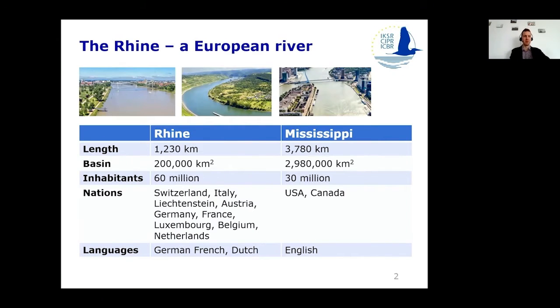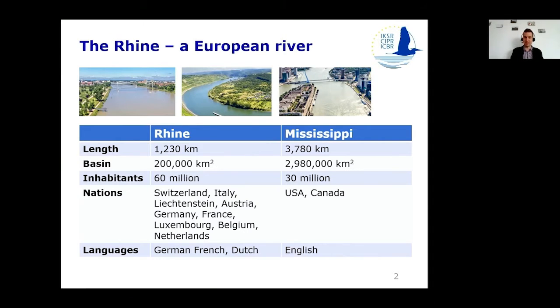Flood risk management in Europe. I would like to begin that topic by introducing the River Rhine to you, and I'll do so by comparing it to the Mississippi River, which you might know. The Rhine is only 1/3 as long as the Mississippi, and its basin is 15 times smaller than the Mississippi. However, there are 60 million inhabitants living in its basin, and that is just twice as many as the 30 million inhabitants of the Mississippi basin.